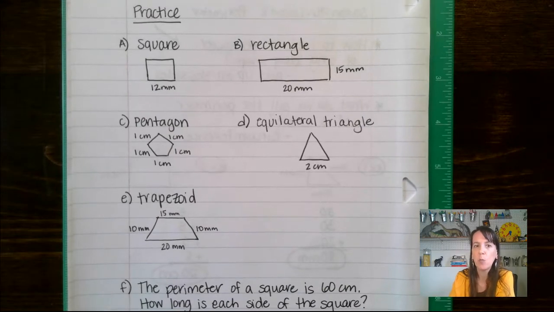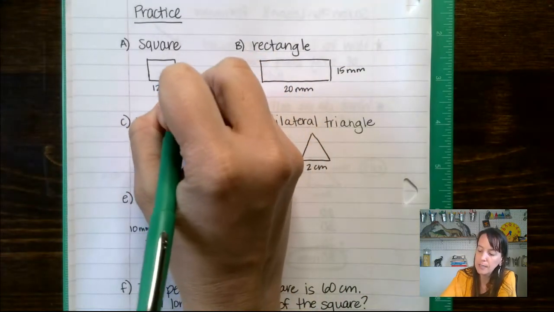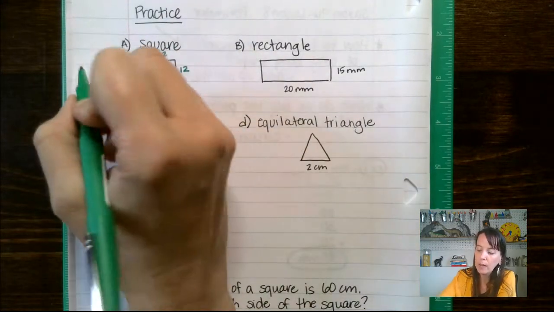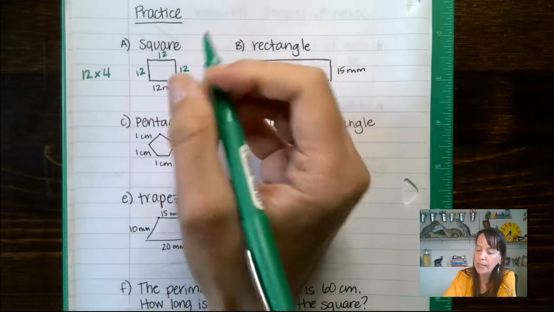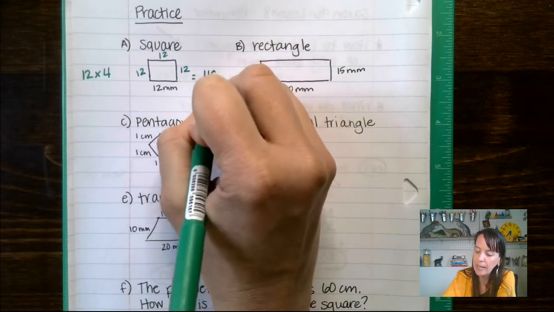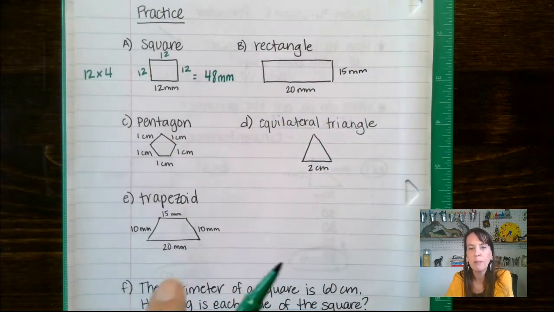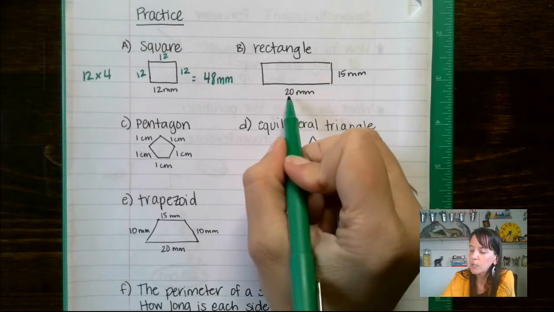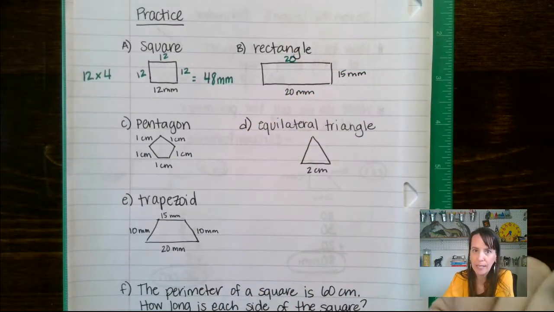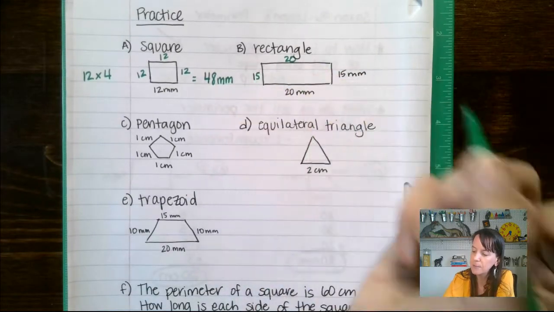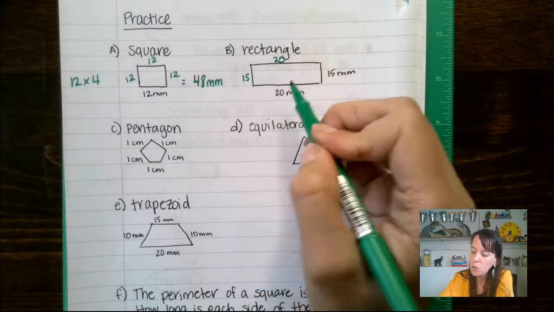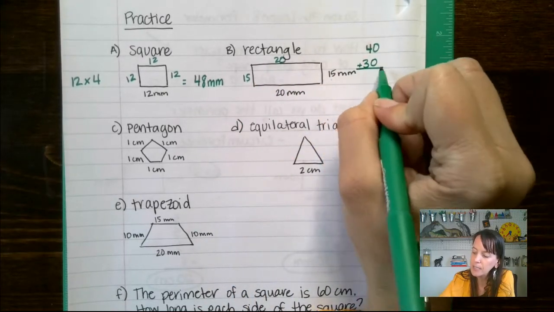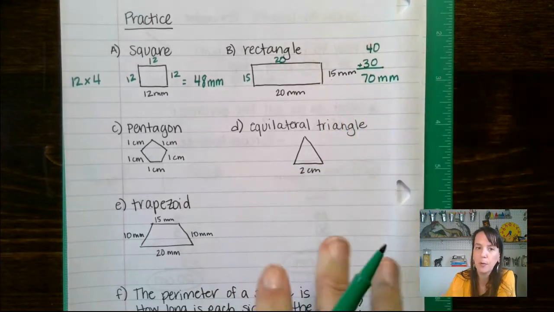All right, for A, we have a square here. Remember, a square is the same on all sides. So 12, 12, 12. There are 4 12s here, so if we do 12 times 4, that gives us 48. So this guy right here, the perimeter is 48 millimeters. All right, a rectangle. Now, remember, if you multiply these two, that's actually area, but I want perimeter. So this guy's 20, which means this one has to be 20. This guy's 15, this has to be 15. So I'm going to take 20 plus 20, which is 40, 15 plus 15, which is 30, and I am going to add those together to get 70 millimeters for my perimeter.